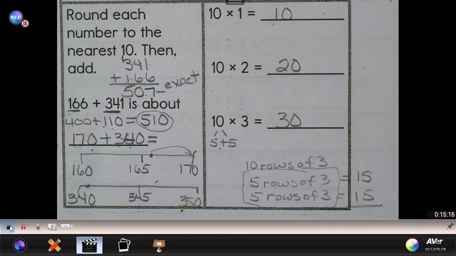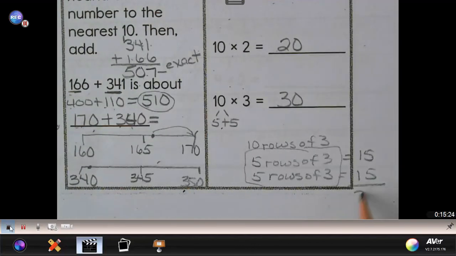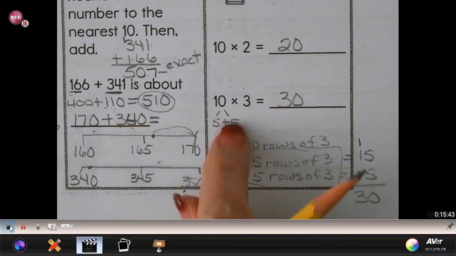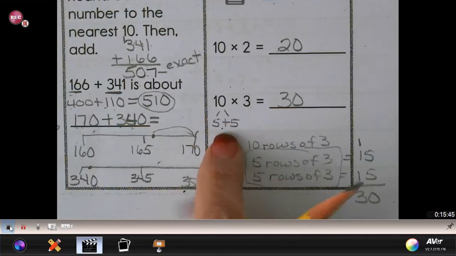And when you take 15 and 15, 10 and 10 is 20, and 5 and 5 is another 10. So 20 and 10 makes your 30, because you're taking and regrouping that 10 to the tens place. So just another way of thinking about it, and using your understanding of the break apart strategy to keep that solid understanding of how to break apart a larger factor into 2 smaller add-ins.